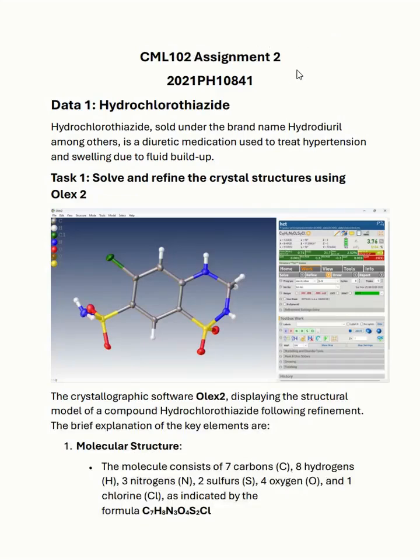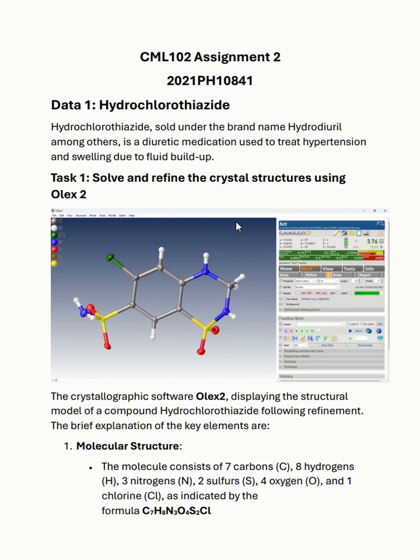I will be presenting my assignment, and here I am taking some data and examples of some drugs. First one is hydrochlorothiazide. The drug is used to treat hypertension and swellings due to fluid buildup.